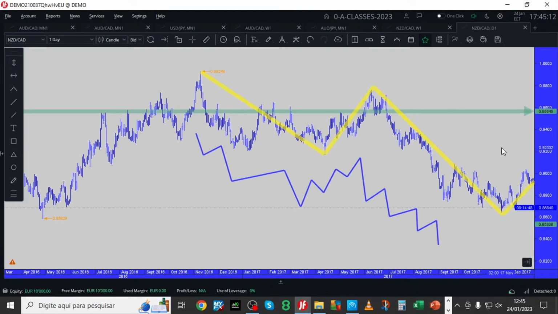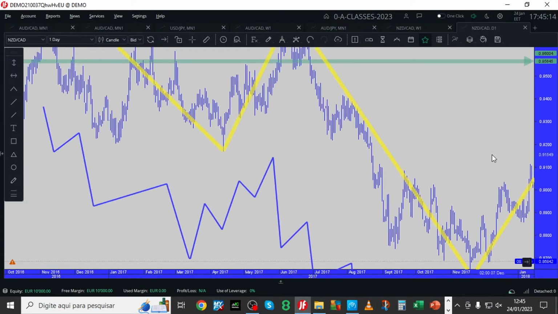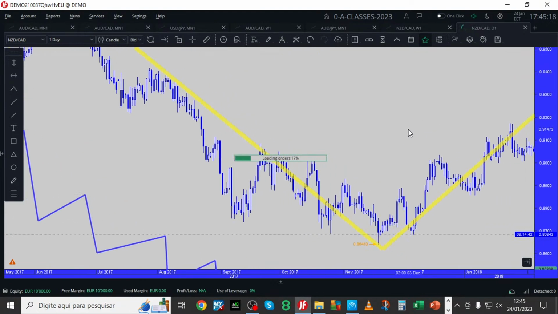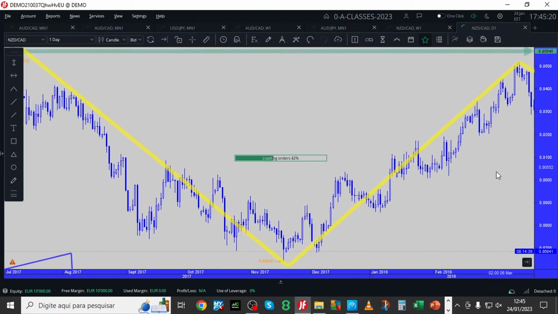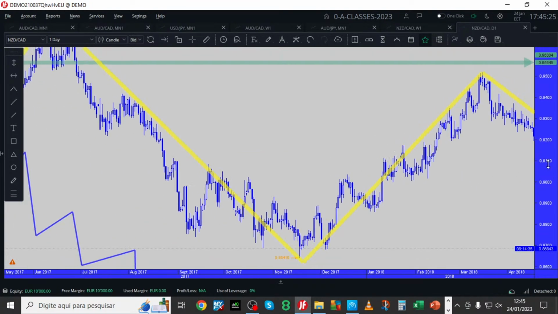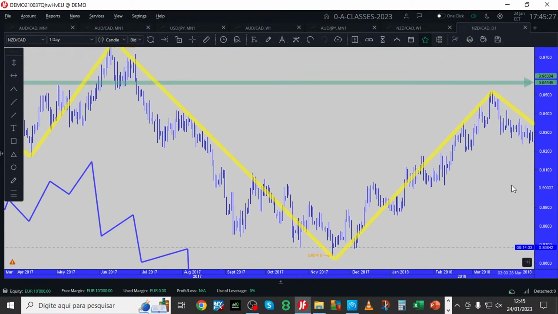Now, we are going to wait. We are going to monitor the short-term trend. 1, 2, 3. We are going to monitor the short-term trend, everybody. And let's see if we learned anything today.